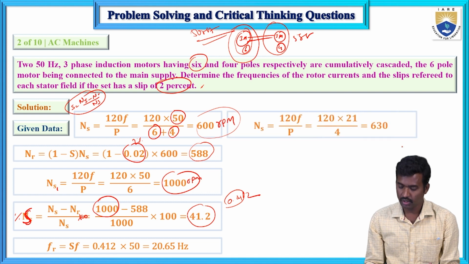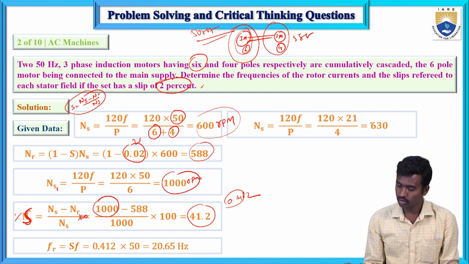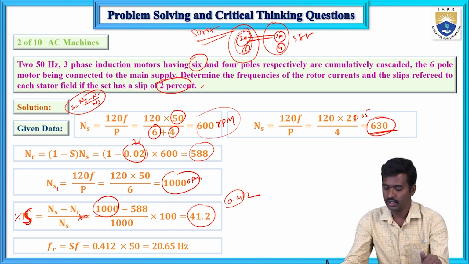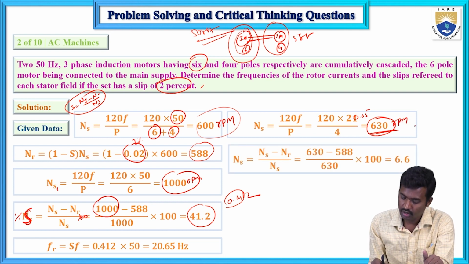Now the second induction motor is a 4-pole induction motor. The same approach applies: 120 F by P, with a frequency of 50 Hz and 4 poles, so the synchronous speed is 1500 RPM.